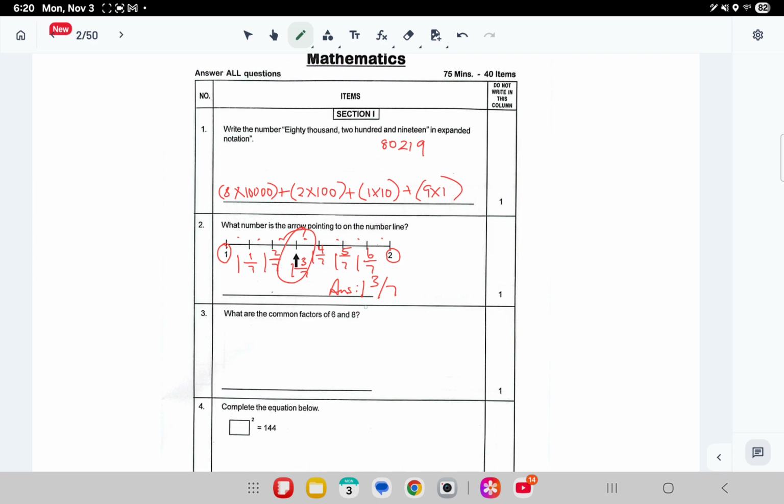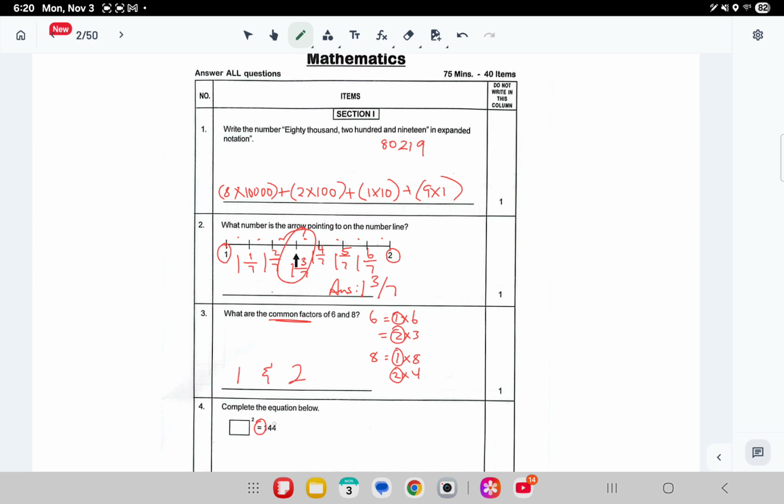Number 3, what is the common factors of 6 and 8? So the factors of 6 are 1 by 6, 2 by 3 or 3 by 2. Then the factors of 8 are 1 by 8, 2 by 4, 4 by 2. So the common factors are 1 and 2.